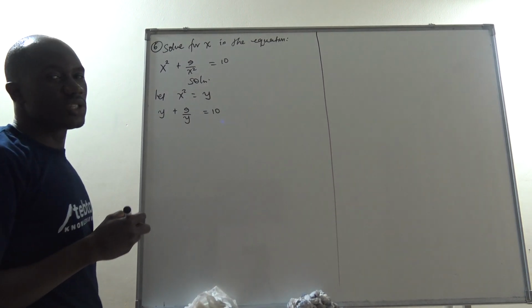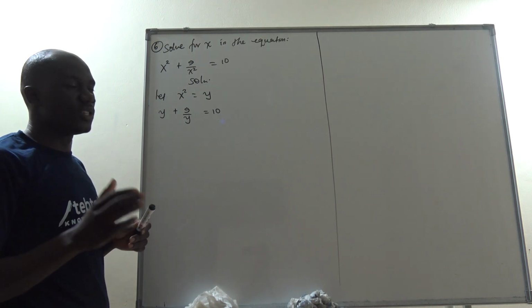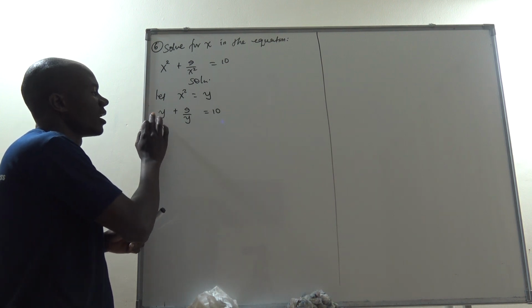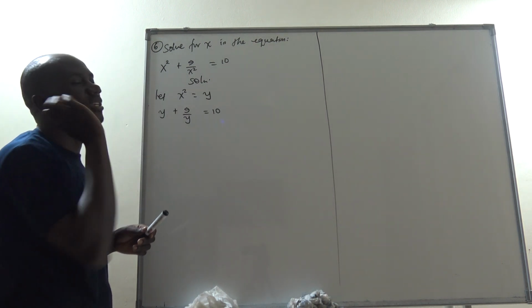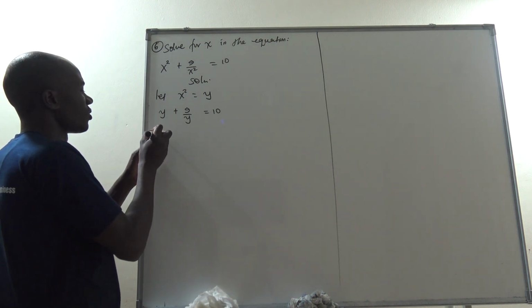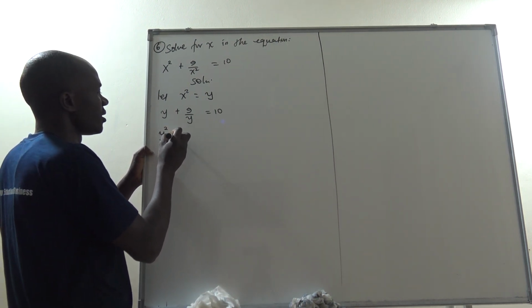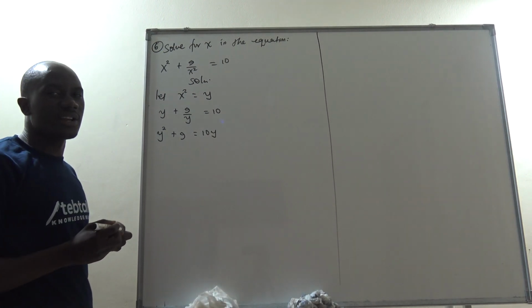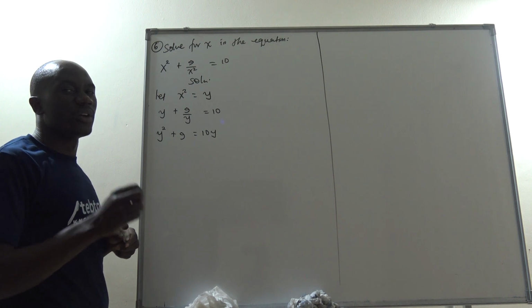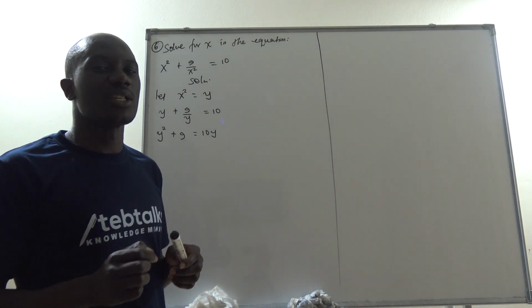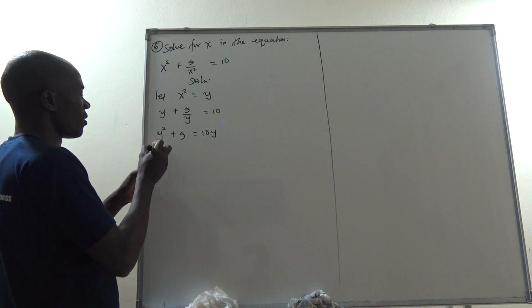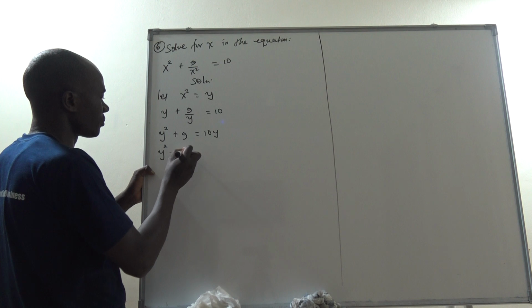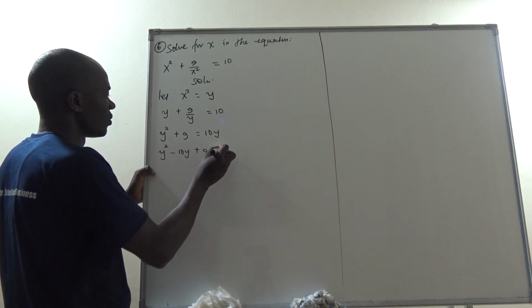So what is the LCM? The LCM is y, so we are going to multiply every term by y. What are we going to have? We are going to have y squared plus 9 equals 10y. So we rearrange this in the form of ax squared plus bx plus c equals 0. So I've got y squared minus 10y plus 9 equals 0.